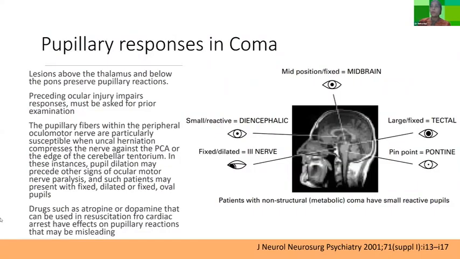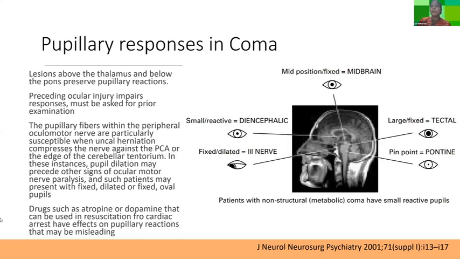Pupils do respond in coma, and they are also used as a sign for localization. So the lesions above the thalamus and below the pons usually have preserved pupillary reactions. Preceding ocular injury impairs the response and must be asked for before going for any examination. The pupillary fibers within the peripheral oculomotor nerve, as we have seen, are chiefly susceptible when uncal herniation is there, when the nerve gets compressed, and they usually lead to a fixed and dilated pupil.